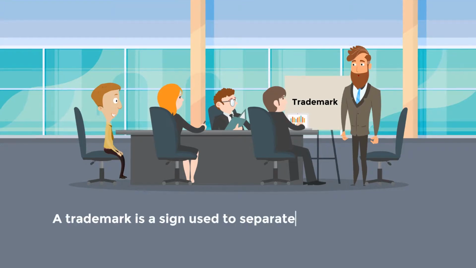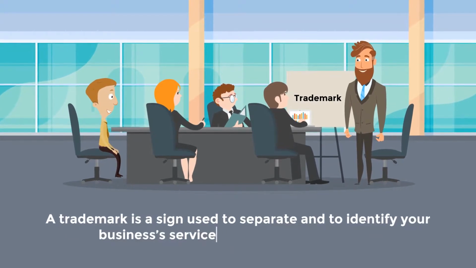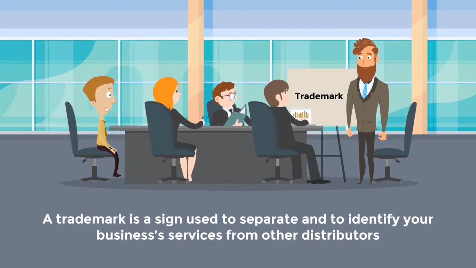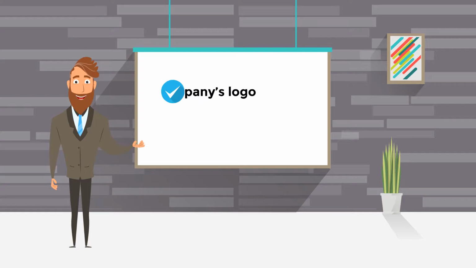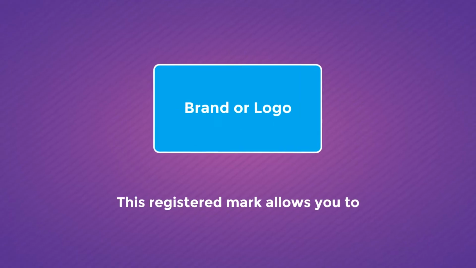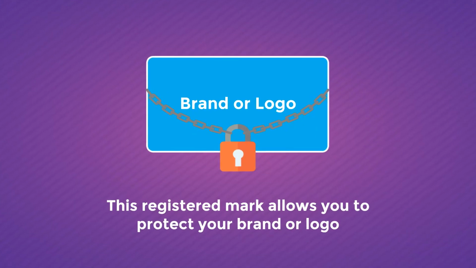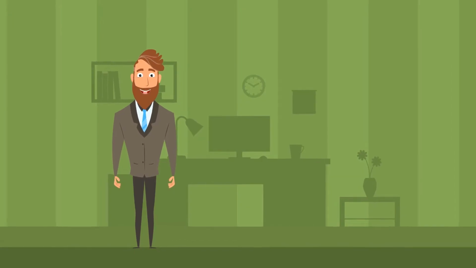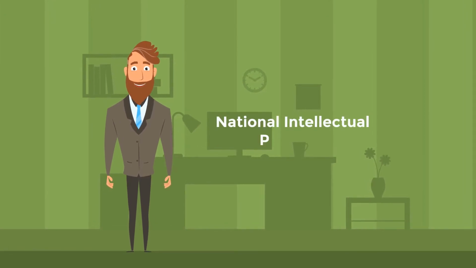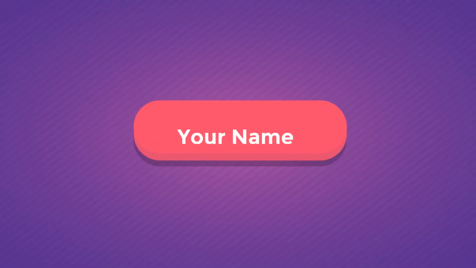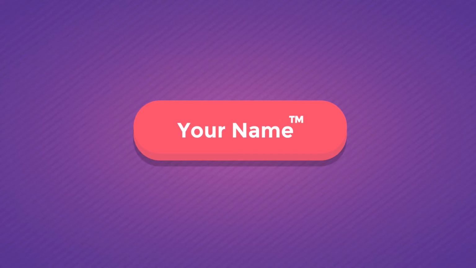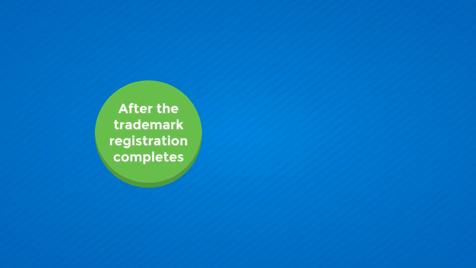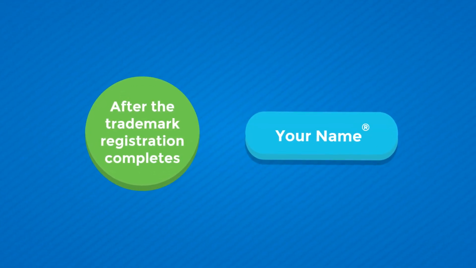What is a trademark? A trademark is a sign used to separate and to identify your business's services from other distributors. It's represented in the form of your company's logo or a signature. This registered mark allows you to protect your brand or logo by giving you the right to use it only. Registered marks fall under the category of the law with national intellectual property. It comes in the form of a TM symbol next to your name, and after the trademark registration completes, you can use the R symbol.